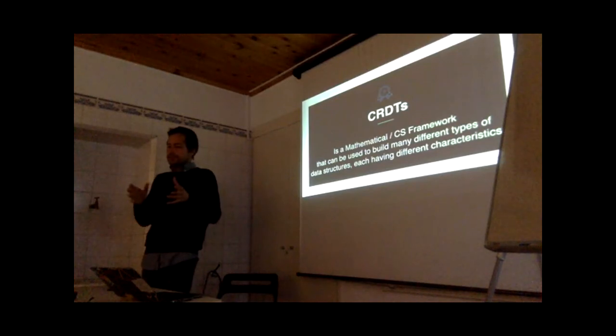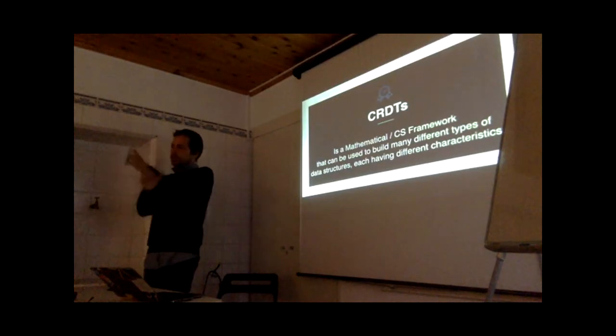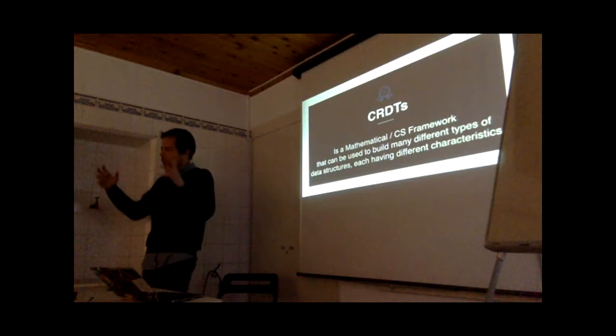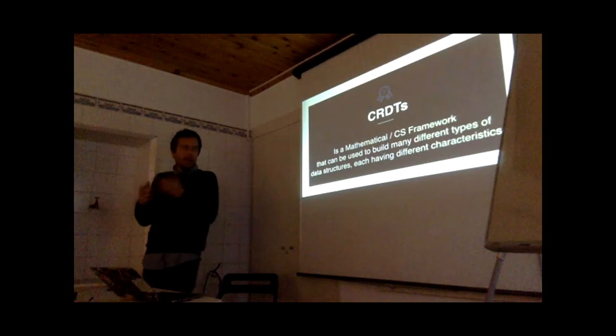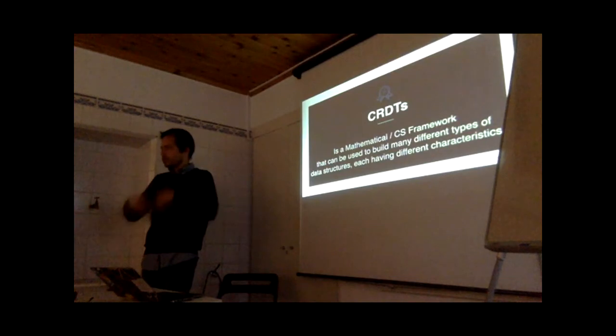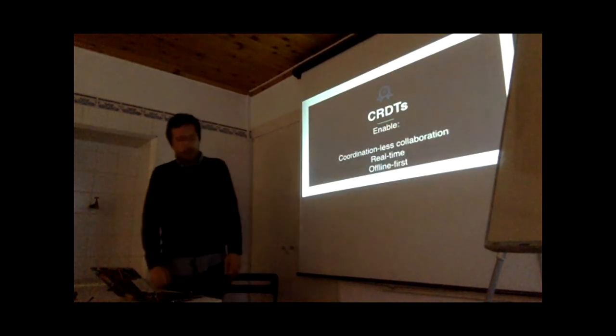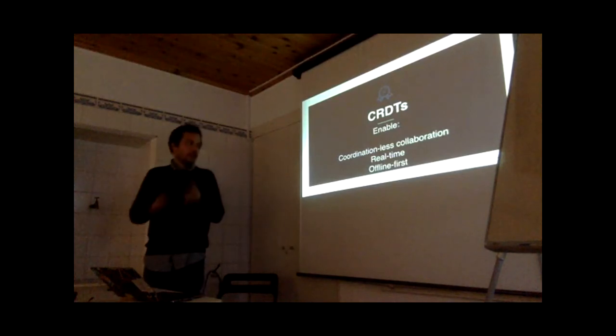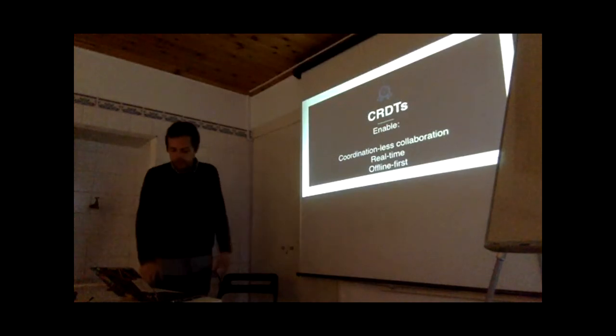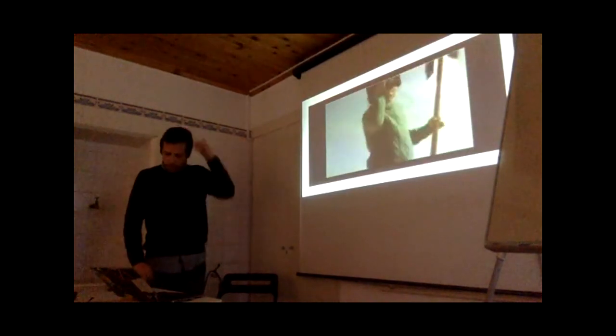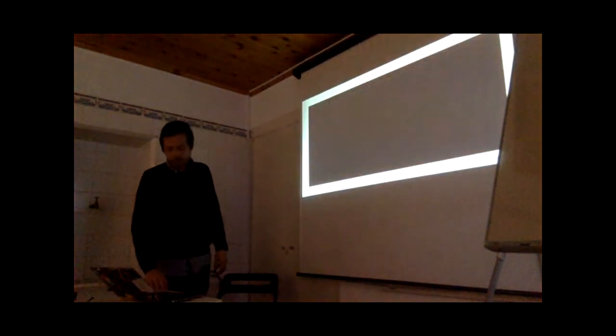I'll explain later. It's commutative, meaning that messages can be delivered out of order. Associative, which means that you can associate two messages and deliver that in a batch, or two or more messages. So you can always join states. And idempotent, meaning that messages can be delivered more than one time, and they will still converge. So these properties enable what I said earlier, coordination-less collaboration in real time and in an offline first manner with all these characteristics. Okay? So let's explore a bit more this CRDT line, which I think is very interesting.